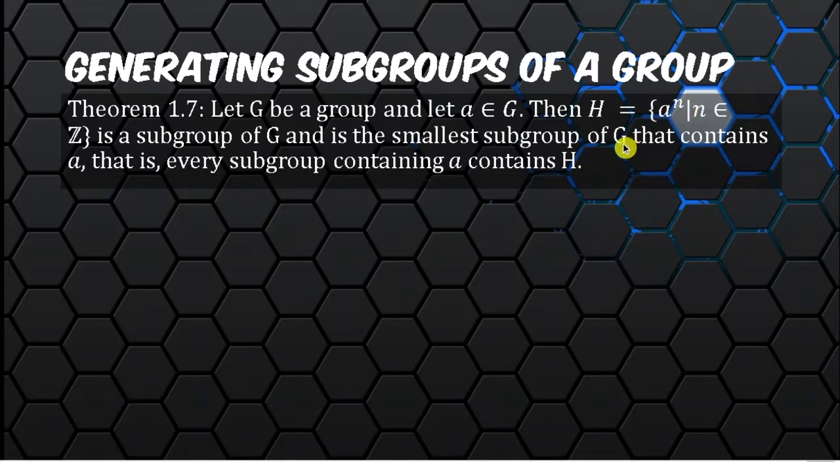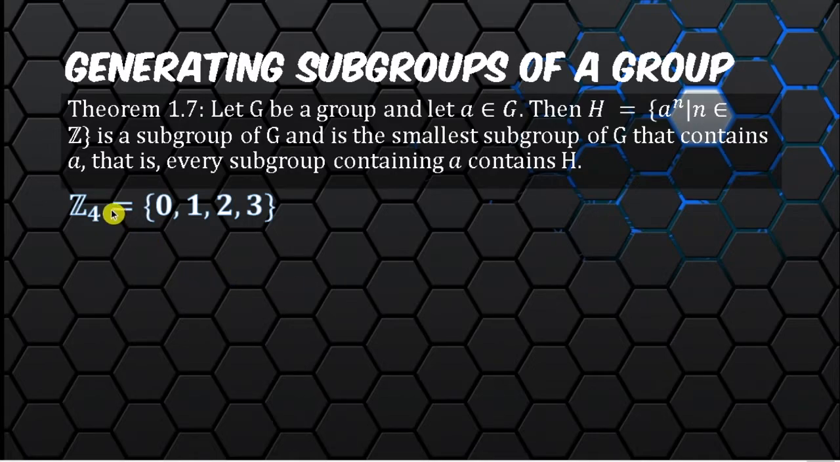So anong ibig sabihin ng a cube under addition modulo n? A cube means a star a star a. So first, you add a to itself modulo n, kung ano man yung divisor natin. And then you add it again to itself and then modulo n ulit. So iyon yung ibig sabihin ng a raised to n na nakikita natin dito.